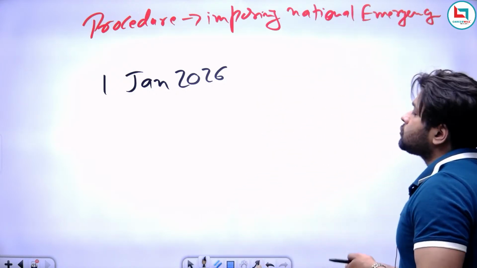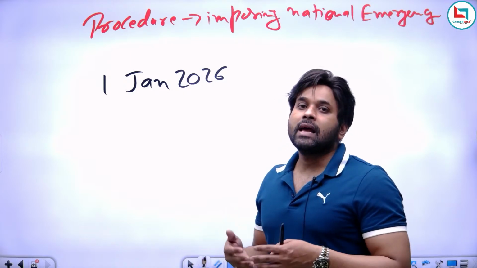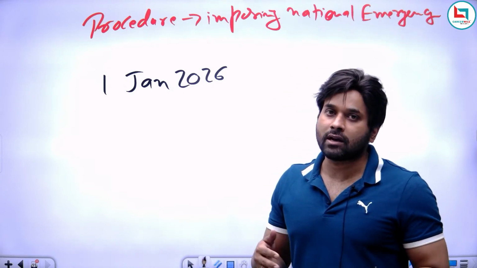So suppose on 1st of Jan 2026, Cabinet communicated its decision to the President that you please impose national emergency, and this was done in written.